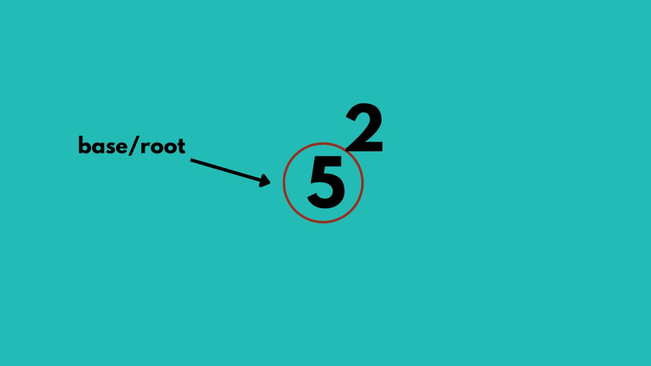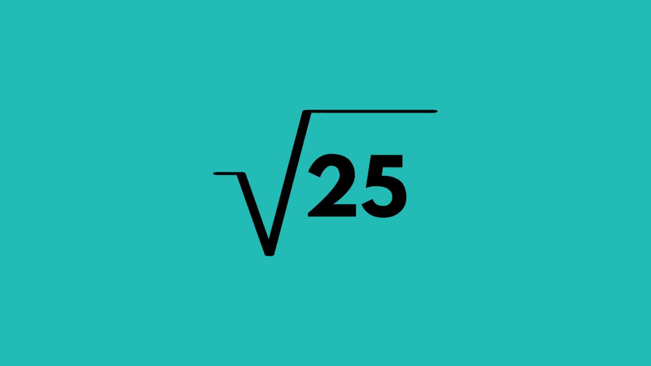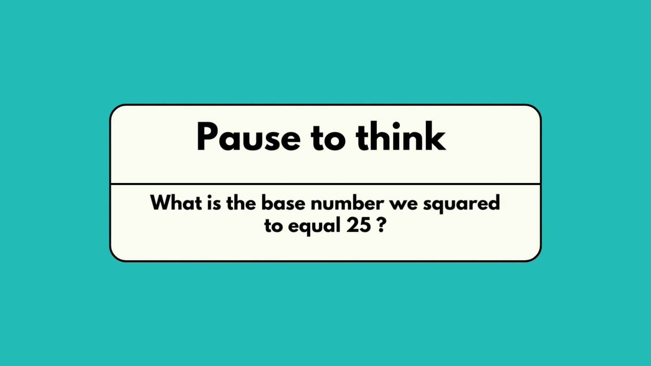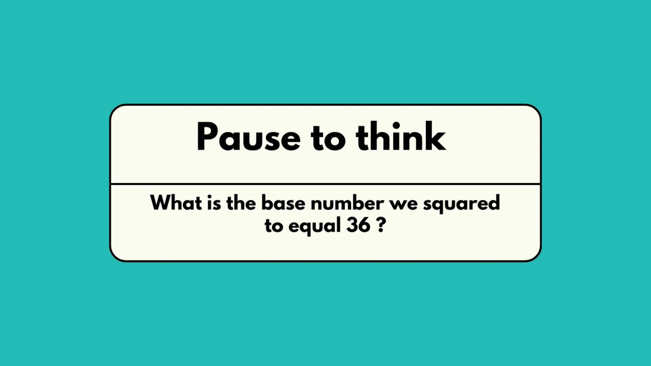So for the sake of simplicity, we will only work with perfect square roots that are easy to calculate. So 5 squared is equal to 25. If you don't remember how to square a number, please refer to my video simplifying the process. So if we take the square root of 25, we are finding what again? The base of a number squared. So what base number did we square to get 25? 5. What if we took 36?